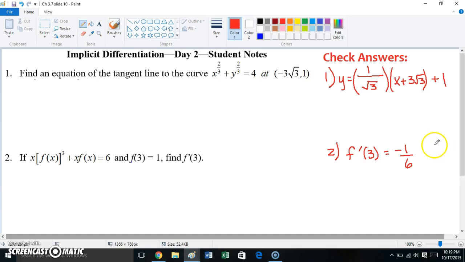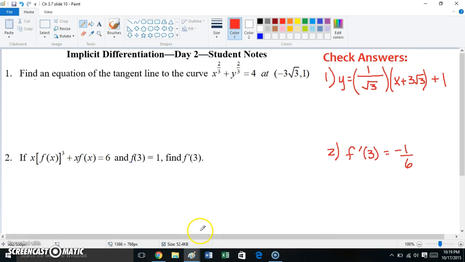All right, there are 6 examples on the student notes for day 2 of implicit differentiation. And I'm just going to show you what I believe are the answers to those questions. And then I will come back and go through all of the questions. But if you don't need that, then you can kind of jump to the video where you need to be.